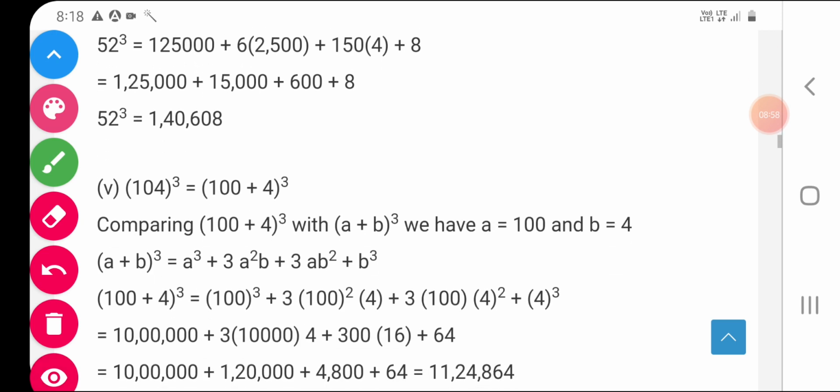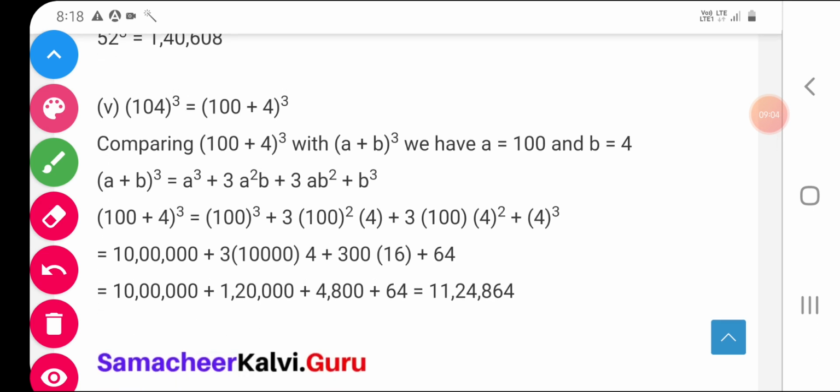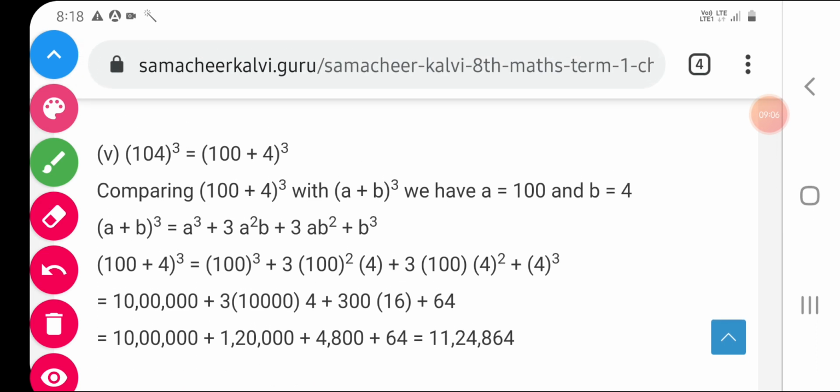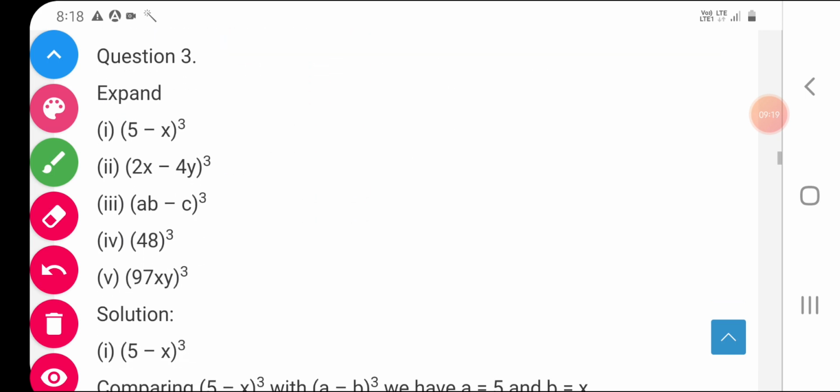Next, fifth question, 104 the whole cube. We can write 104 the whole cube as 100 plus 4 the whole cube. 100 plus 4, we can compare with the value a plus b the whole cube. Here a is 100, b is 4. So you just do it as your homework.